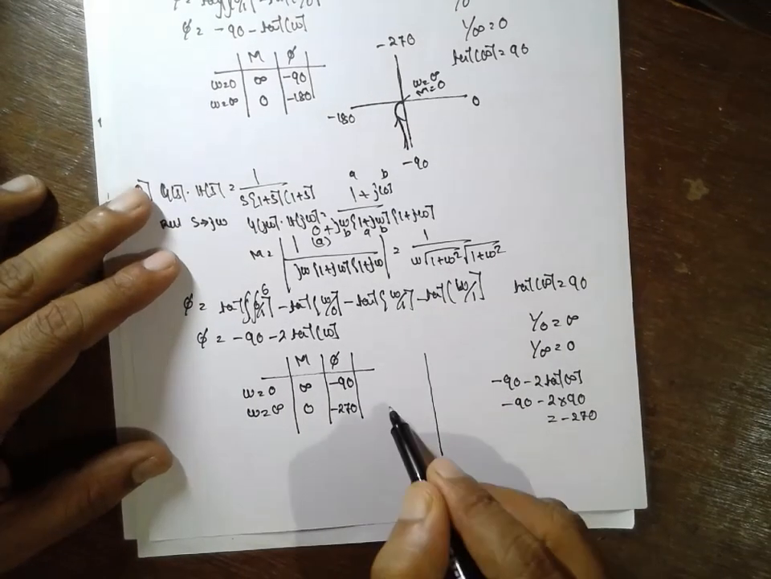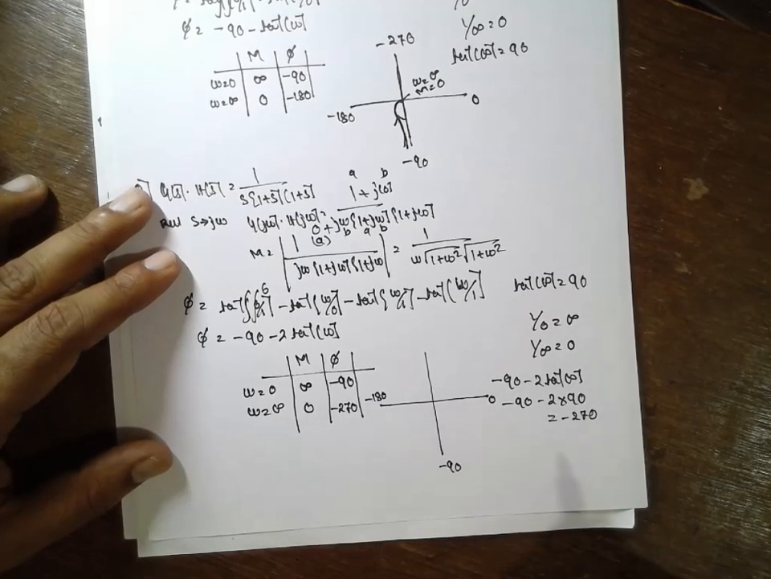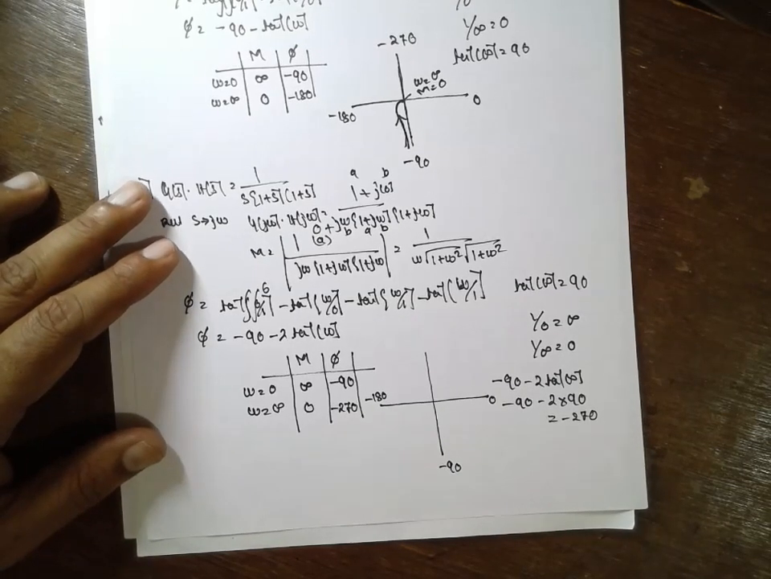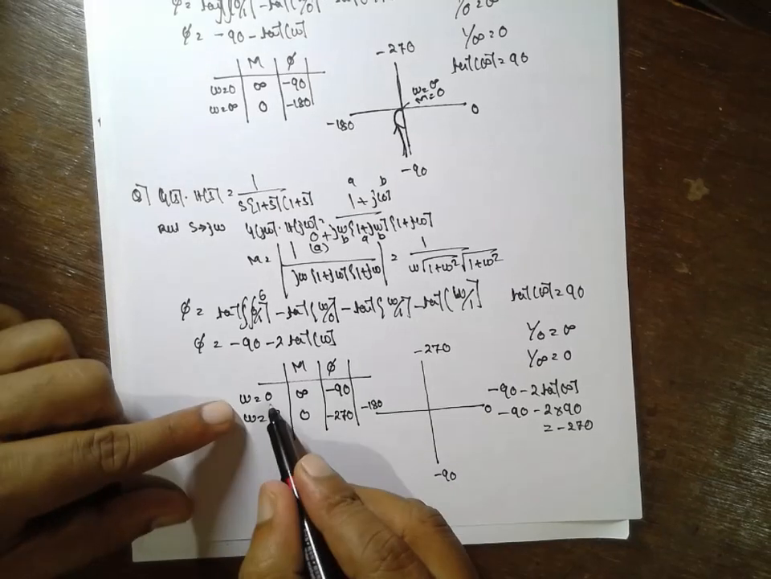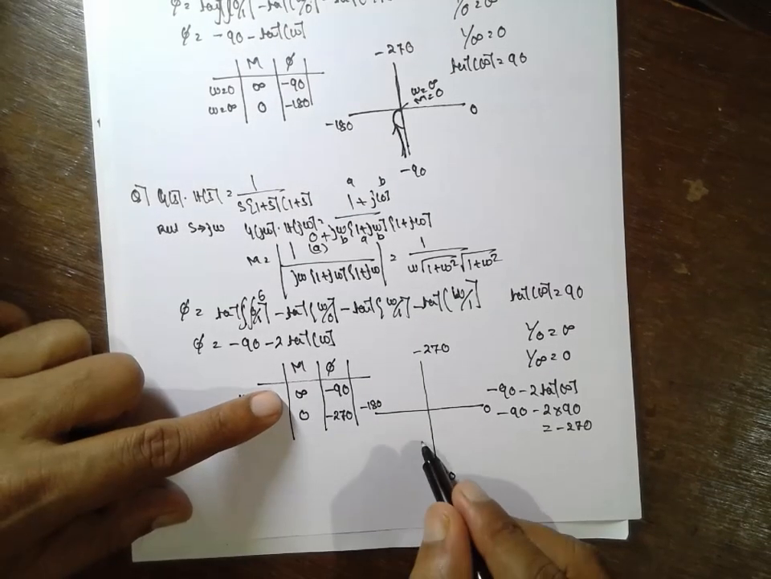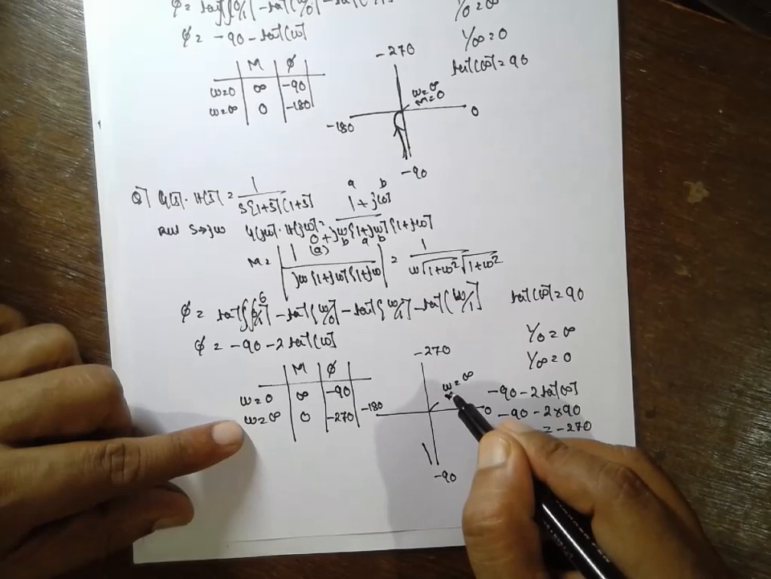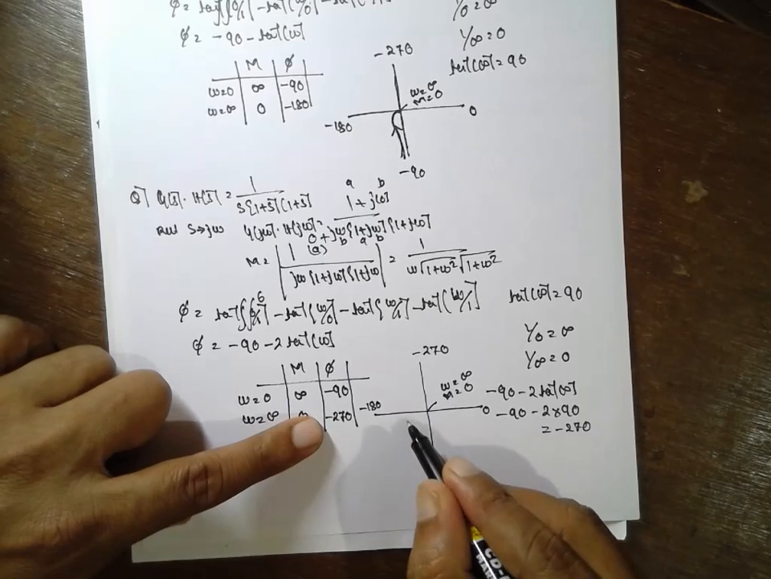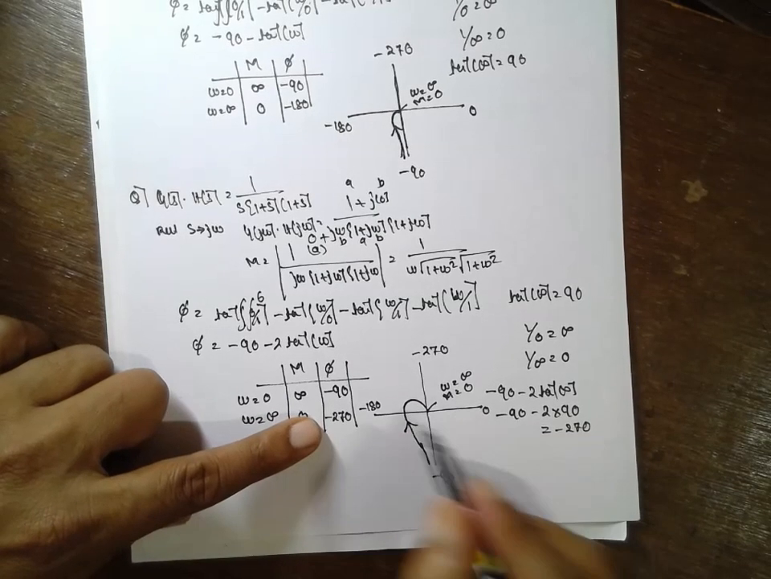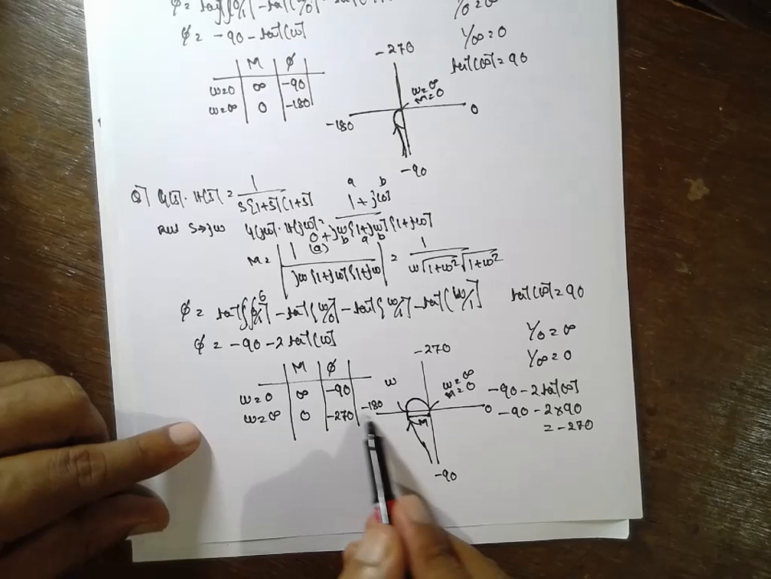Diagram for this one is very simple. Minus 90, 0, minus 180, minus 90, 0, minus 270. Here, when omega is equal to 0, magnitude is infinite, at angle minus 90. When omega is equal to infinity, magnitude will be 0, it reaches here, but angle is minus 270. That means minus 270 means it reaches here. Arrow should be here. But we have to find out omega and magnitude m of this one.